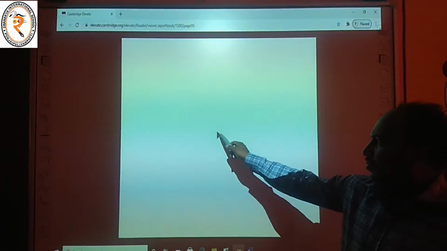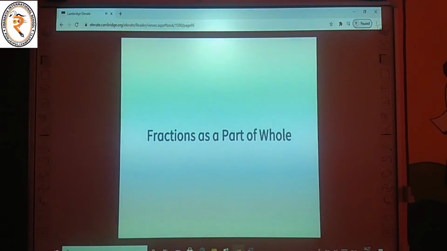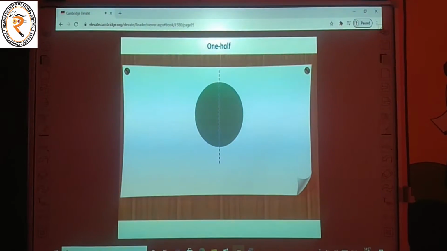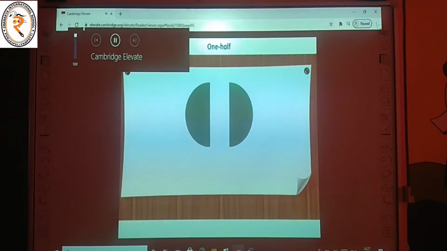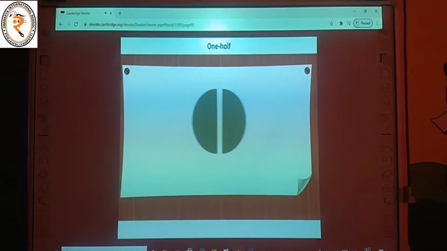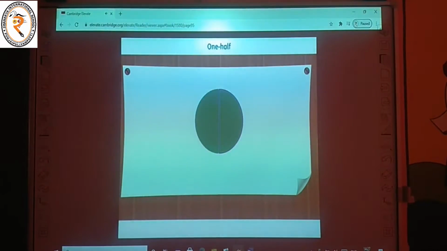Listen here. Let us learn about fractions. 1/2. When a whole object is cut or divided into two equal parts, then each part is called a half. It is written as 1/2 and read as one half. 1/2 is one part out of two equal parts of a whole.